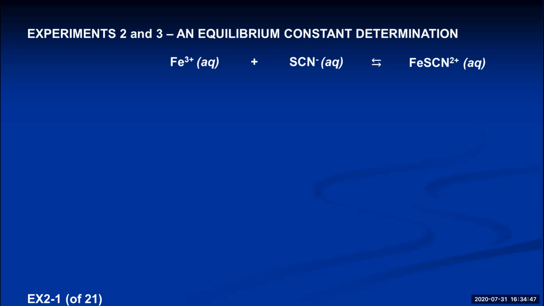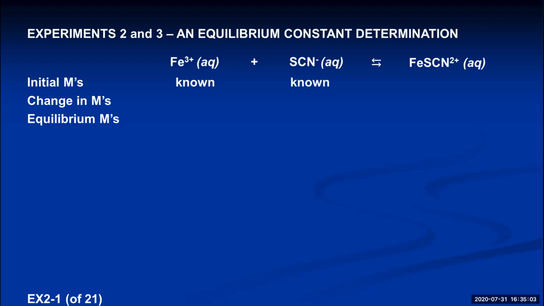And usually what we do is we start with a system that contains only the reactants. We allow the system to reach equilibrium, and then we determine the equilibrium concentrations. So thinking back to how we do this, we're going to have some known concentration of iron 3 ions placed into a container. We'll have a known concentration of thiocyanate ions also in the container, and we'll assume we won't have any complex ion initially.